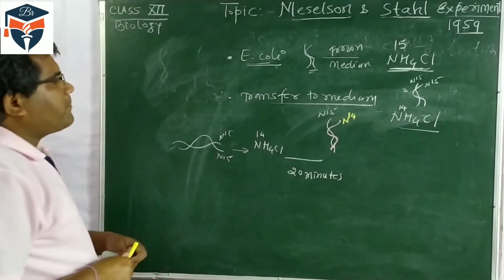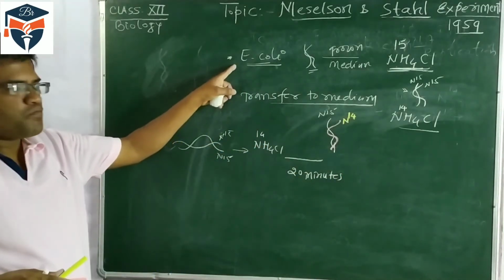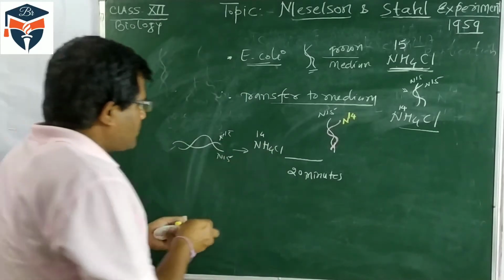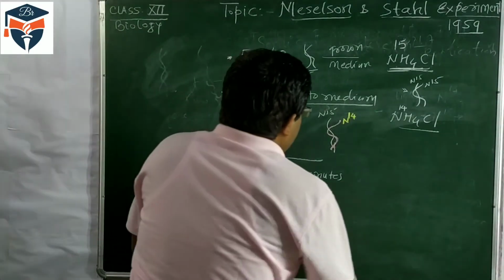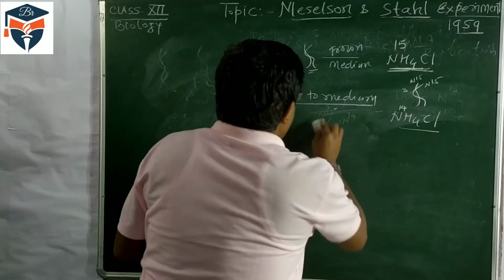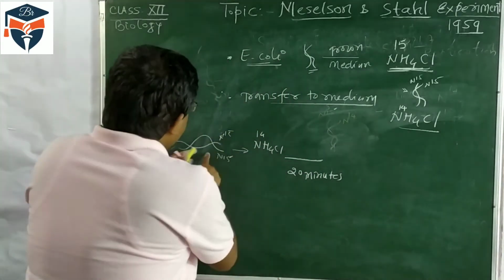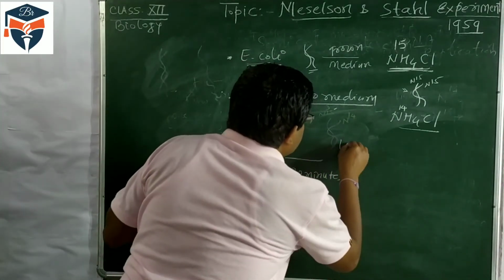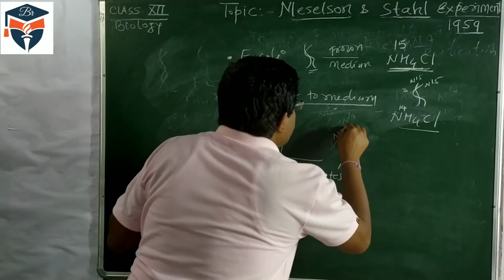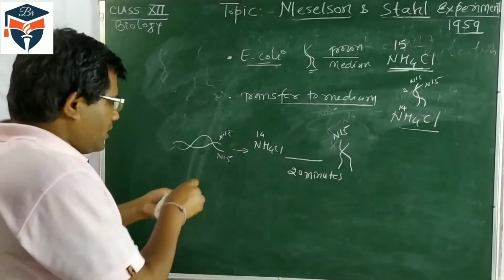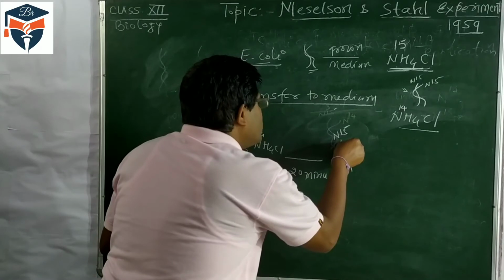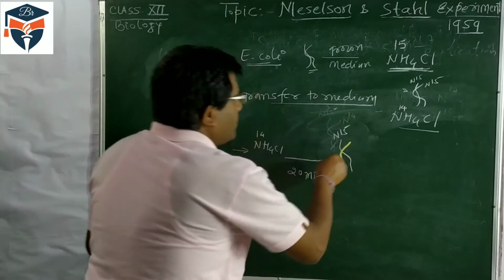Because the replication in E. coli occurs in 20 minutes. So after 20 minutes, this one combination is active. What is the combination? One strand of N15 was there, and another strand here, this one new strand I am labeling.